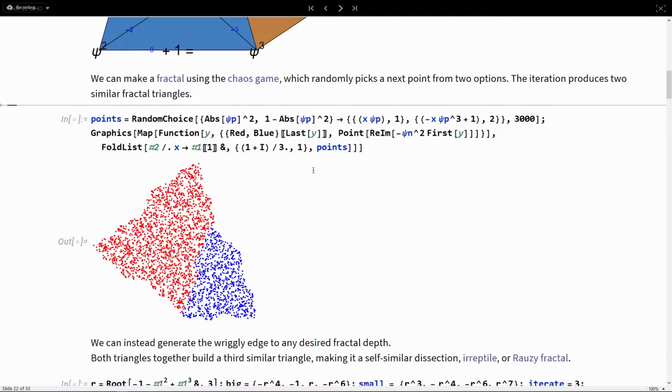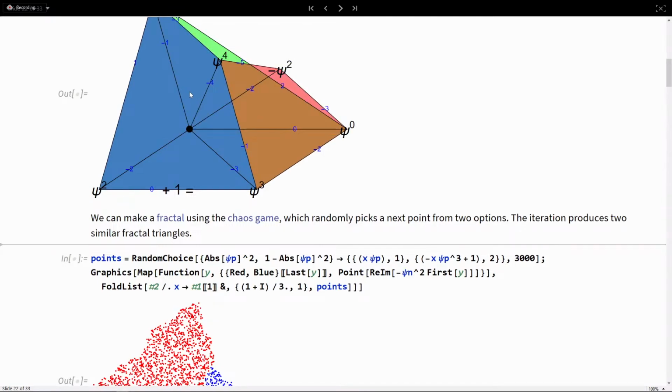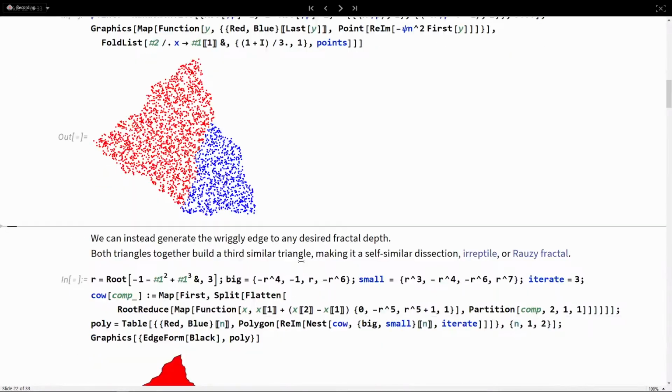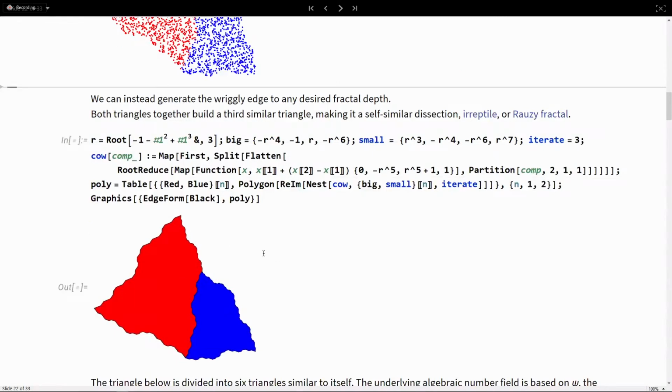We can also build this using what's called the chaos game, where you randomly pick a point from two options. And if you repeat this 3,000 times, you basically get this same dissection up here, where you've got a fractal quadrilateral divided into two fractal shapes which are similar. And we can use this set of powers to build this wriggly edge to any desired level.